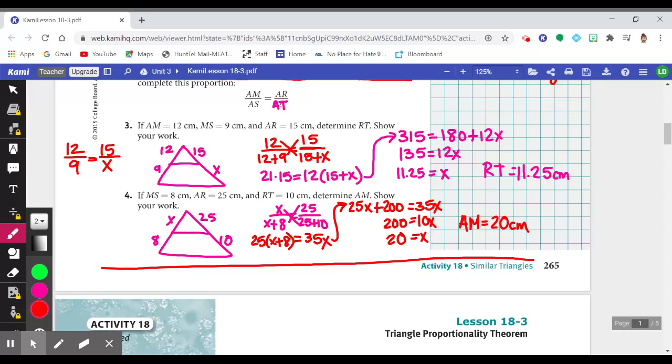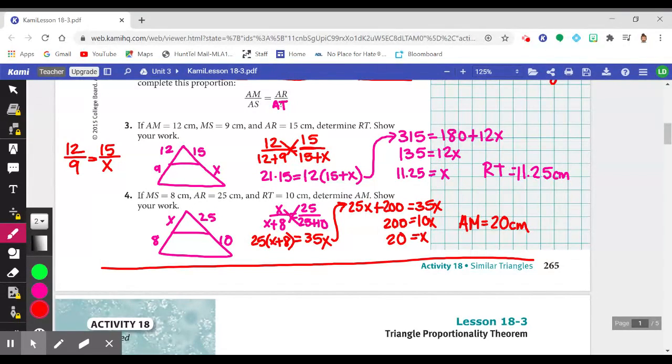Likewise, I did 25. That corresponds to 25 plus 10, which of course we would know would eventually become 35. Cross multiplied. This became 35, so I multiplied 35 times x. And I multiplied 25 times x plus 8. Doing that distributive property, I get 25x plus 200 equal to 35x. I combine my like terms, 25x and 35x, by subtracting 25, because it's positive. To move it across the equal sign, I have to subtract. And then I divide both sides by 10 to find that AM is 20.